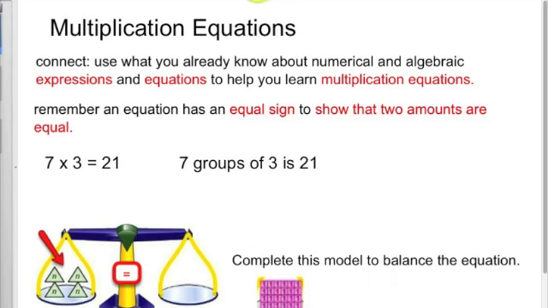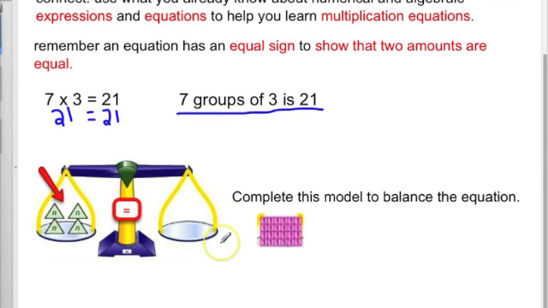If we're going to look at the first example, we have 7 times 3 equals 21. 7 times 3 is 21, and 21 is equal to 21. So this equation is balanced. This also says that 7 groups of 3 is 21. Let's complete this model to balance this equation.